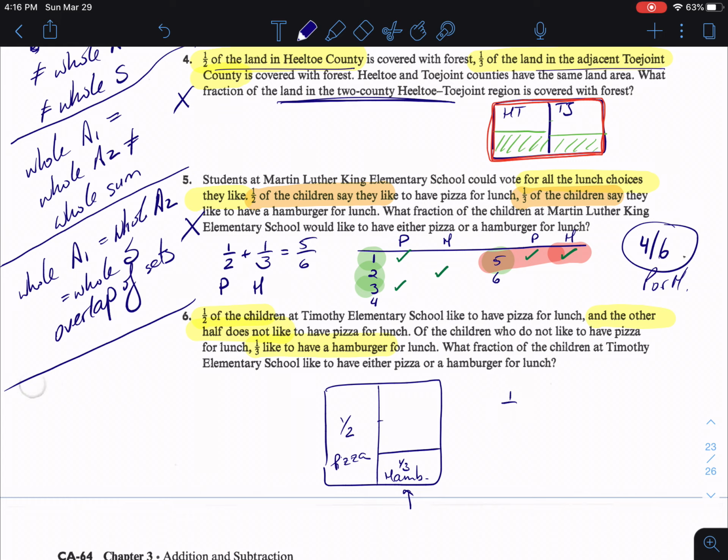Is this 1/2 plus 1/3? Well, what's the whole for addend 1, for pizza? That's the Timothy Elementary School children. What's the whole for 1/3? That's the 1/3 of the kids in Timothy Elementary School who don't like pizza. So these two are not the same. So this is not addition of 1/2 plus 1/3, because our fractions do not have the same whole.